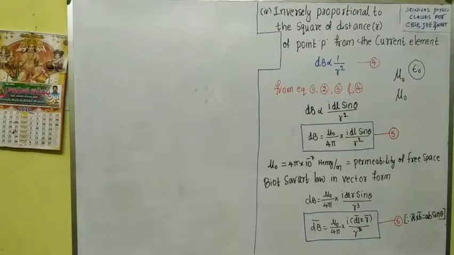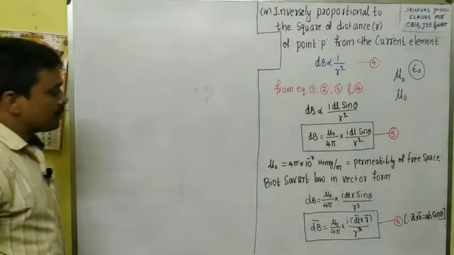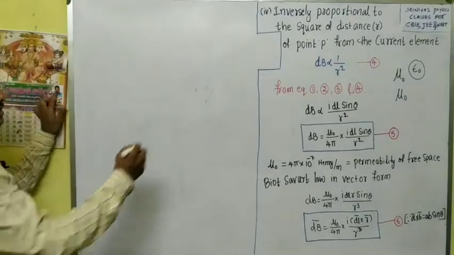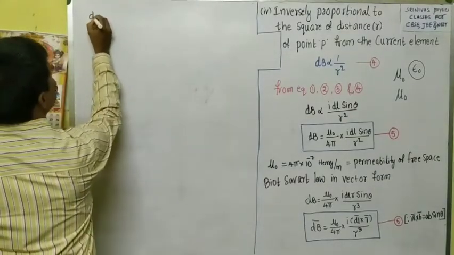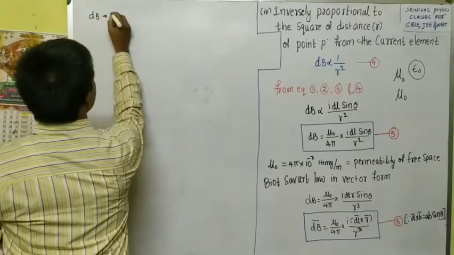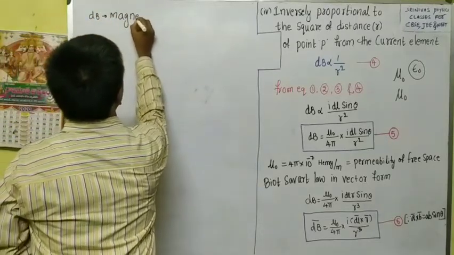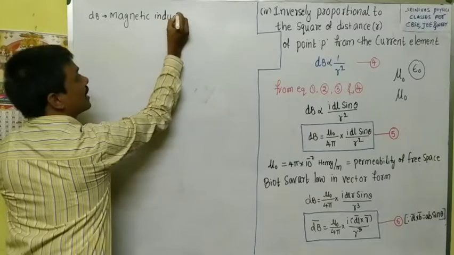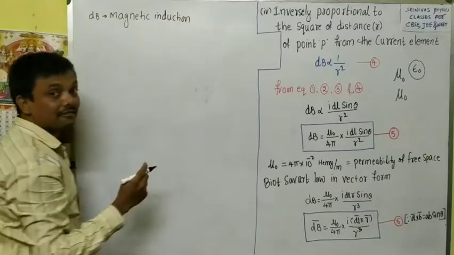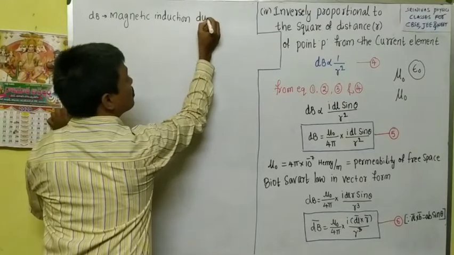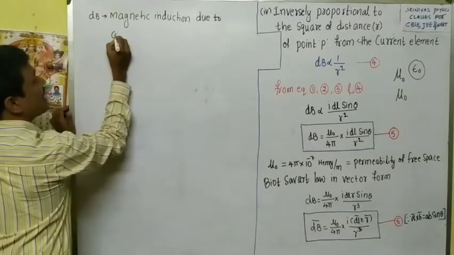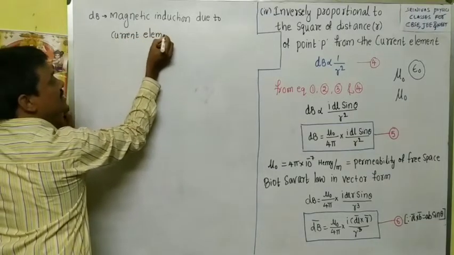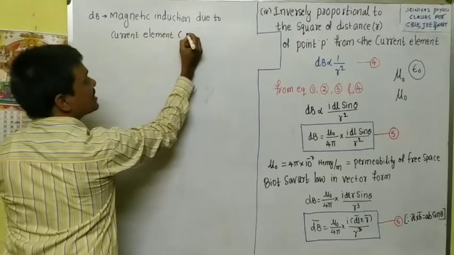Okay, let us continue our topic. Here we got the dB formula, and now let us see what the factors in this are. dB is the magnetic induction due to current element, right? Magnetic induction means magnetic field strength due to current element. What is the length of the current element? The current element has length dl.